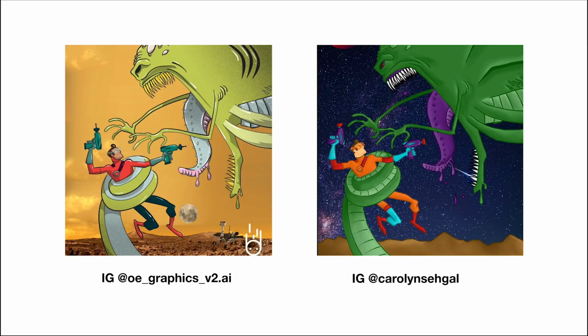Definitely the one on the left by OEgraphics_v2.ai. Great username, by the way. He's using a photo of Mars. He even has the Mars rover in the background. That's pretty cool. The Martian sky. I think it blends well, it works well, and it doesn't really look out of place.